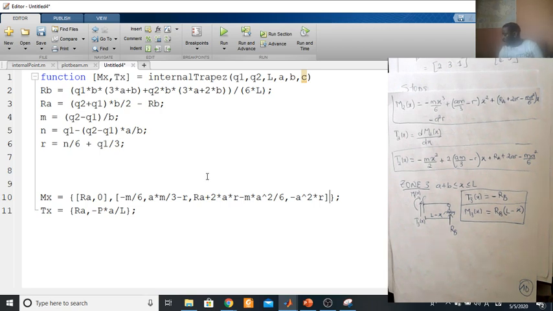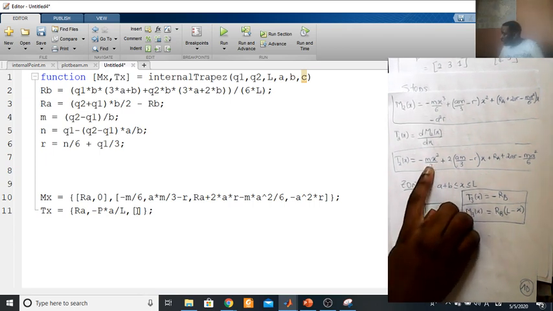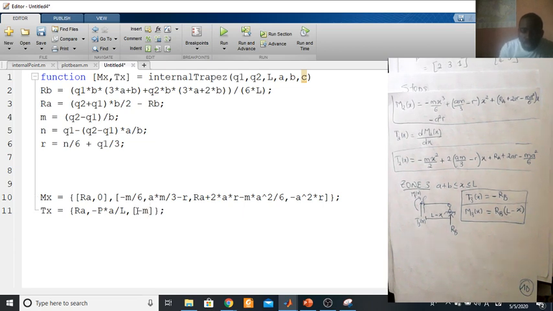We now need T of X for zone 2, right? So T of X for zone 2 will come here and add a comma, and we'll have our curly braces. This is the equation here. Okay. So what will it be? Negative M on 2. And then comma, we have 2. Or should I just put everything in the bracket, then multiply by 2 at the end? I think I'll do just that. That would be A times M divided by 3 minus R, all of that times 2, and that will be the term in X.